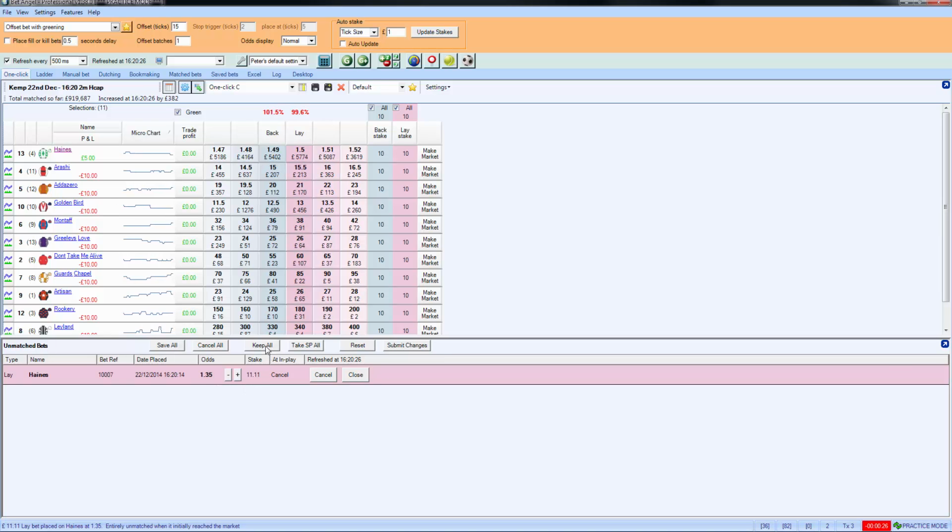And what I'm going to do now is use the keep function. This keep function will take the bet from the period before the off into the in-play period, which we will see in a couple of seconds. Basically we're creating a position here that is based upon this bet getting matched in play. The way that this would get matched in play is if Haynes has a good race and looks at some point as though he's going to win.